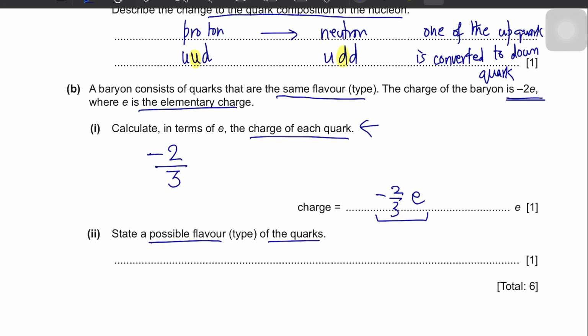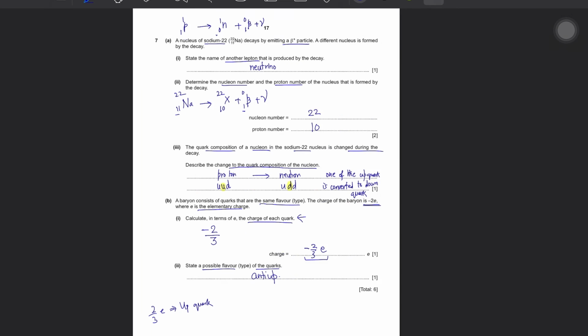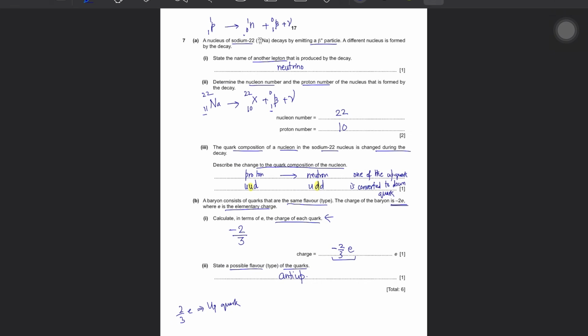What is the possible flavor type of the quark? So 2/3e is for the up quark. But this is negative, so we can write it as anti-up. Okay, so that's how we can complete this paper. That's the end of this video.